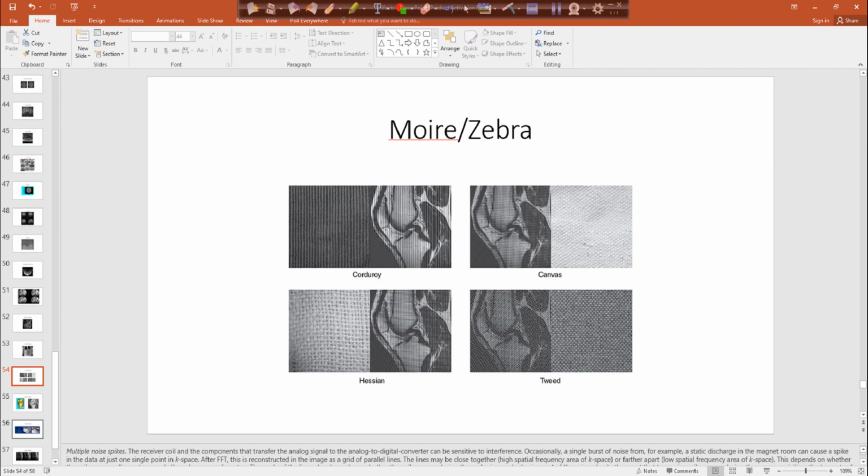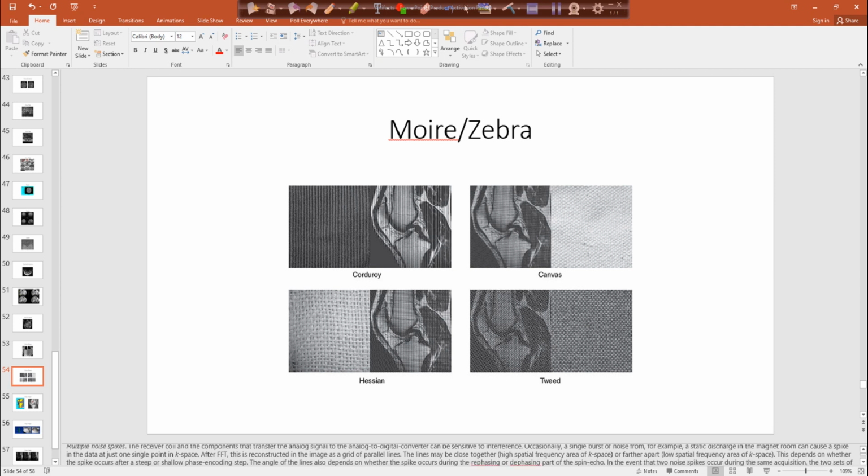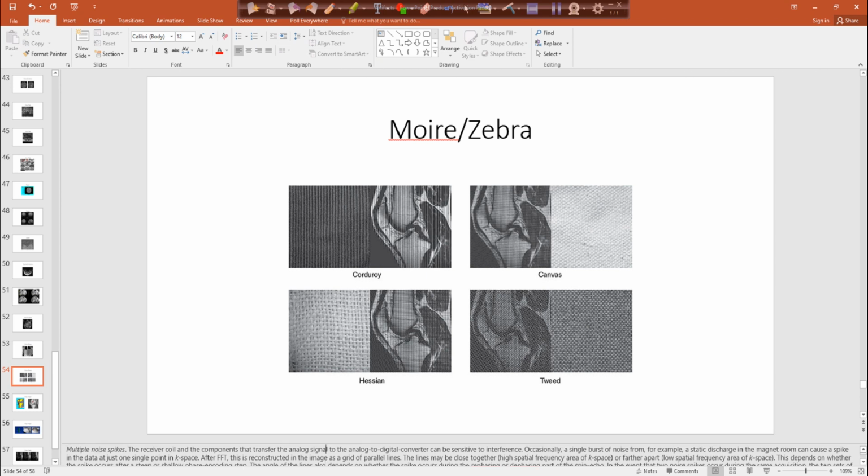All right? And then you actually get sometimes these different fabric-looking artifacts. This is basically causing, there's a little issue with the receiver coil and how it is collecting the signal from the receiver coil. This could even be from static discharges.